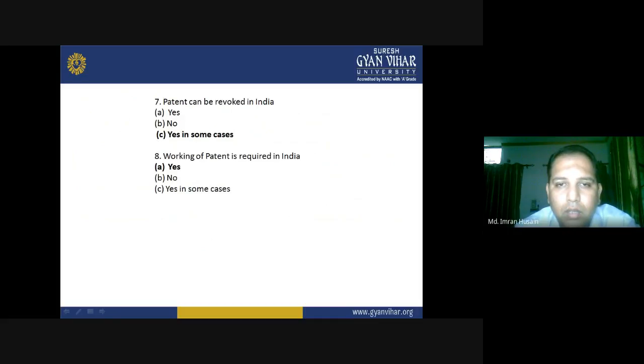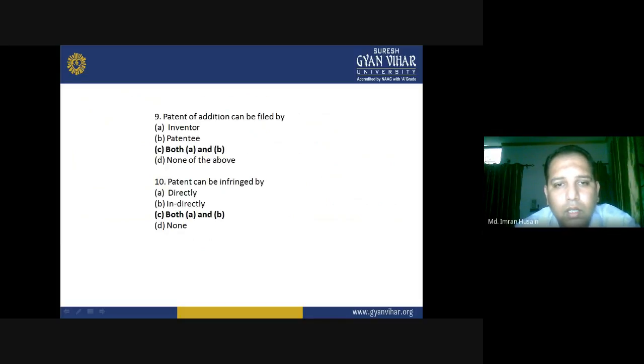Can a patent be revoked in India, yes or no? Yes, in some cases. Is working of the patent required in India? Yes, it is always required. A patent of addition can be filed by the inventor, patentee, or both A and B. Both A and B. A patent can be infringed directly, indirectly, or both directly and indirectly.